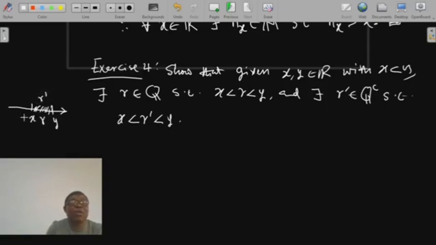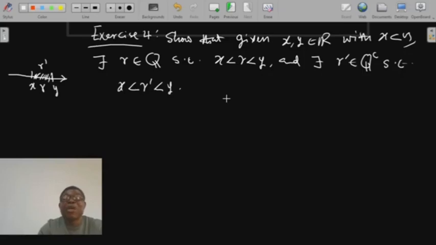No matter where you throw it, we must get a rational and we must get an irrational. Meaning that the set of real numbers is densely populated by the rationals, and the set of real numbers is also densely populated by the irrationals. That is what we mean by the set of rationals and the set of irrationals being dense in R. So let us try to see if we can show that this is true. So how do we go about it?